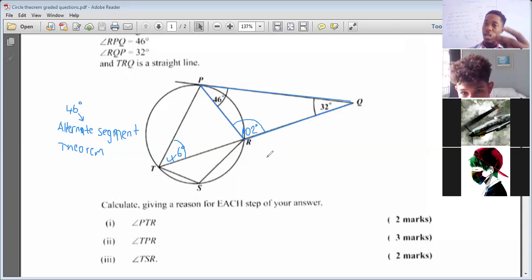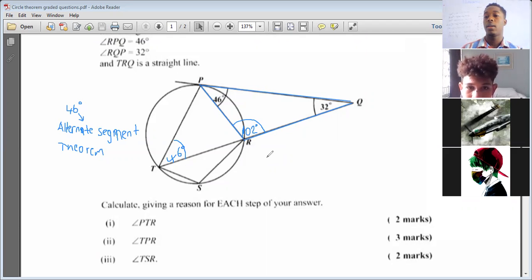I'm not going to tell you the next step. You tell me the next step. Okay, so that would be a straight line right there from T to Q. How do you know it's a straight line?